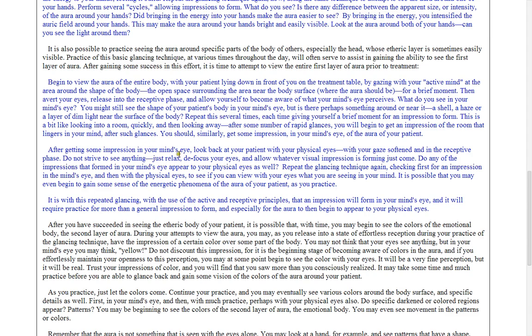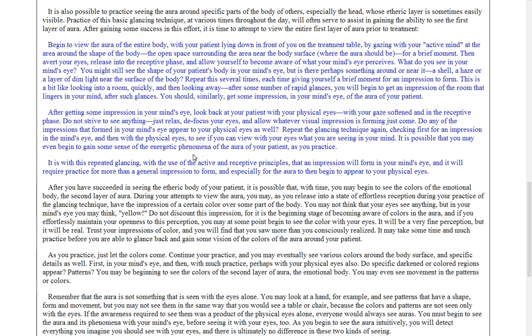After getting some impression in your mind's eye, look back at your patient with your physical eyes, with your gaze softened and in the receptive phase. Do not strive to see anything, just relax. Defocus your gaze, defocus your eyes, and allow whatever visual impression is forming to just come. Do any of the impressions that formed in your mind's eye appear to your physical eyes as well?